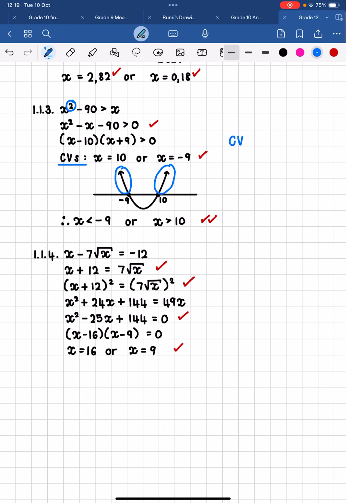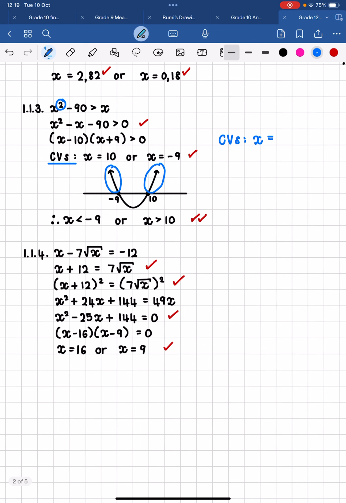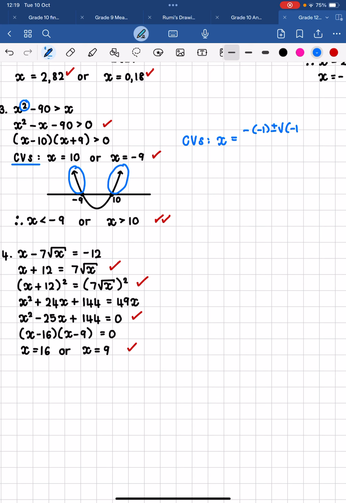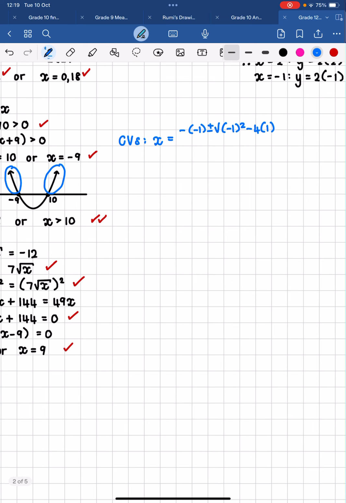If you want to use the quadratic formula, you must write CVs, and then you're going to say x is equal to... let's see, what's that going to be? Negative b, which is negative 1, plus or minus the square root of b squared minus 4 times a, which is 1, times c, which is negative 90, all over 2a, which is 1 as well. But if you're using the quadratic formula, you have to write CVs there already. Please, that's important.